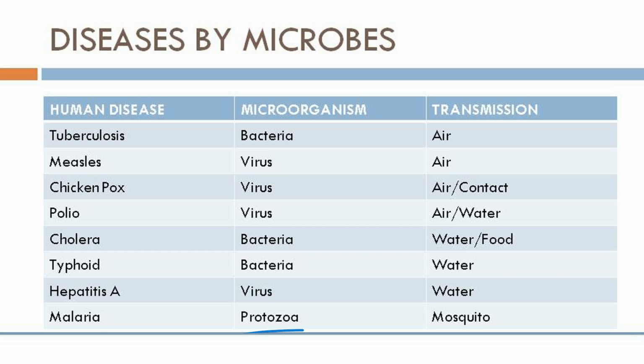Tuberculosis, measles, chickenpox and polio spread through air, or chickenpox may also spread through contact, and polio with water. Cholera is mainly spread with water or food, whereas typhoid and hepatitis A spread with water. Malaria is spread by a mosquito, which is a carrier.